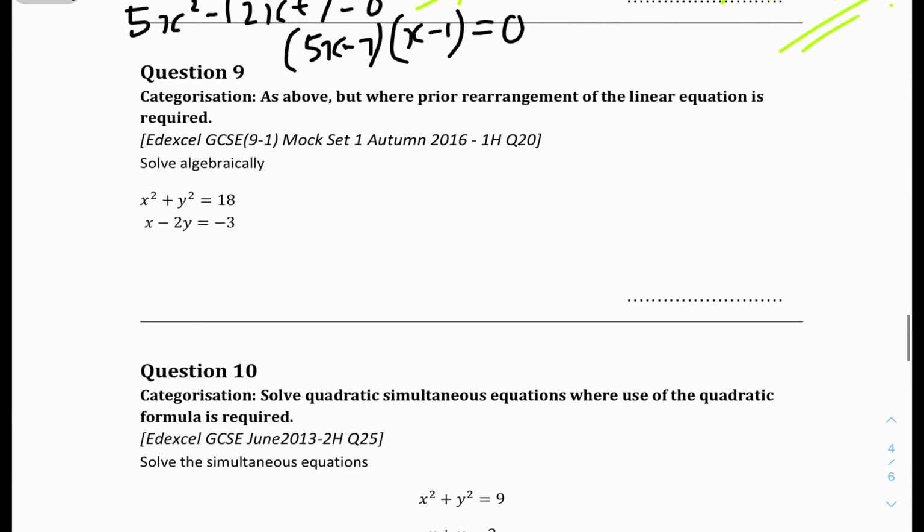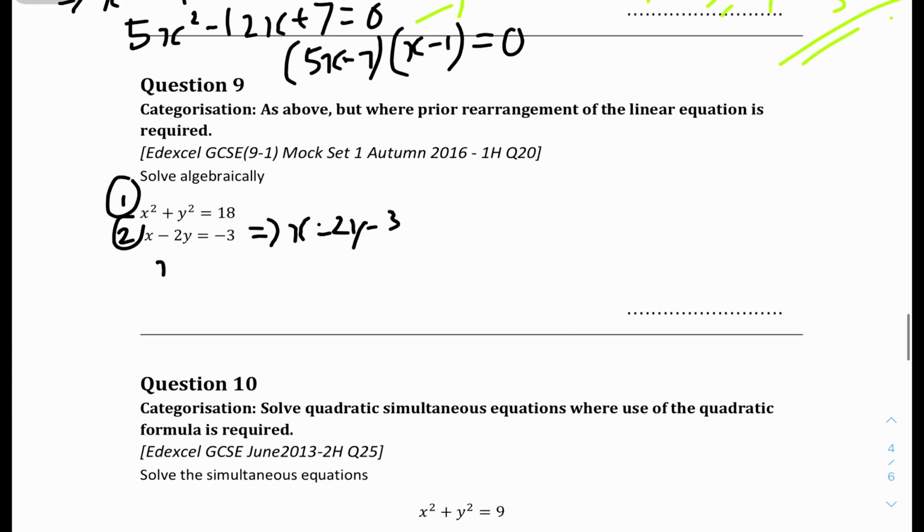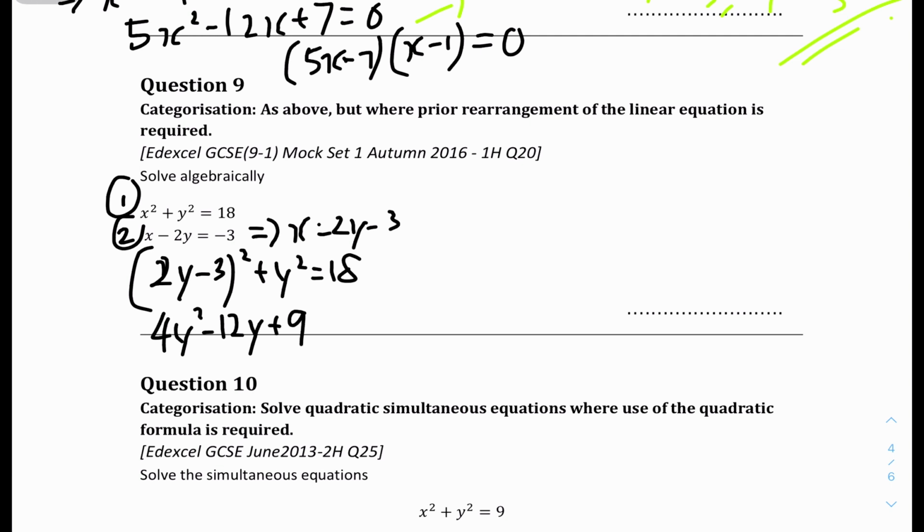And question 9, solve algebraically. So we have this as well, it's basically like just now. So we're going to rearrange the second equation to get x equals 2y minus 3. So put the second equation into the first equation. It'll be 2y minus 3 squared plus y squared equals 18. Then it'll be 4y squared minus 12y plus 9 plus y squared equals 18.